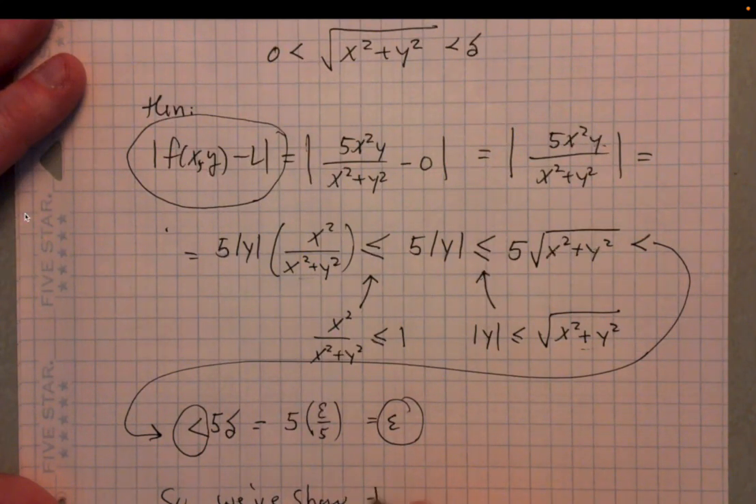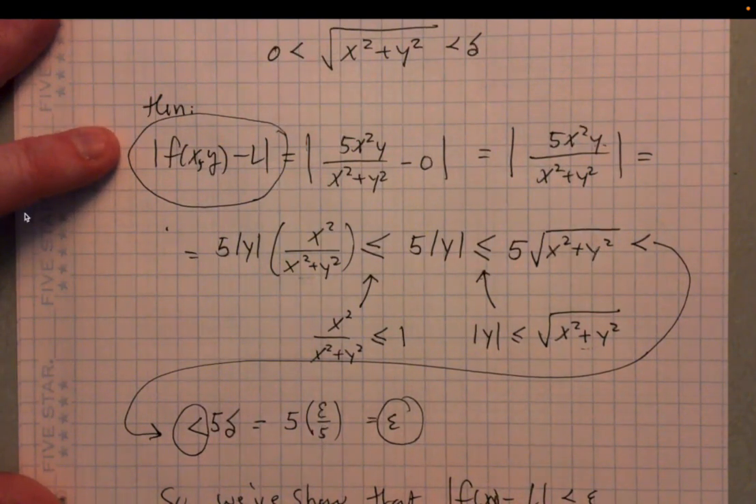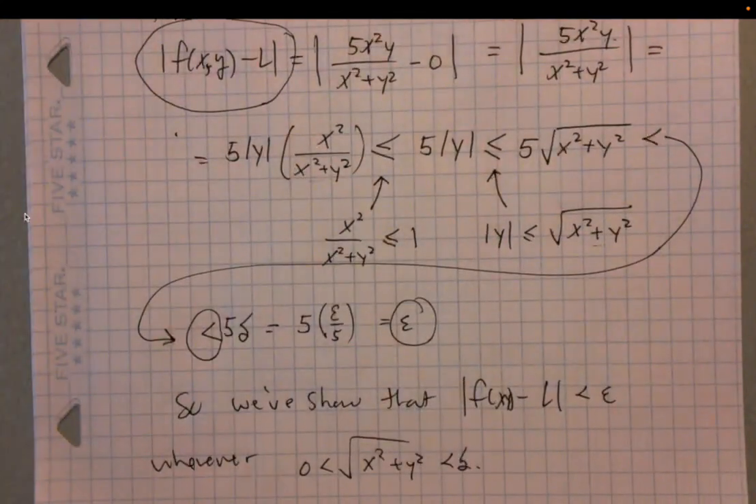So we've shown that |f(x,y) - L| is less than epsilon whenever 0 is less than the square root of x squared plus y squared, which is less than delta. Okay, so we've shown that piece. All right, so that's the proof. That's the proof, end to end.